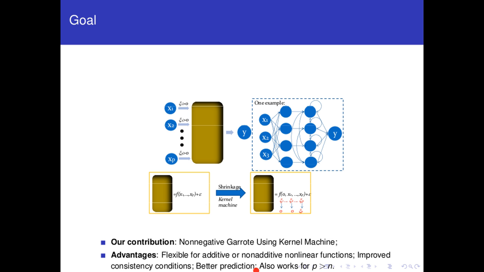In addition, we also incorporate some other variables. These are more like non-negative garrote variables. Each variable x has a garrote variable psi. If psi equals 0, then we don't select that variable x. If psi is not 0, we would like to select that variable through our model. So the advantage of our approach is that it's quite flexible. We can model additive or non-additive nonlinear functions, we can also improve the consistency, and we can also make this method work for the P greater than N case.